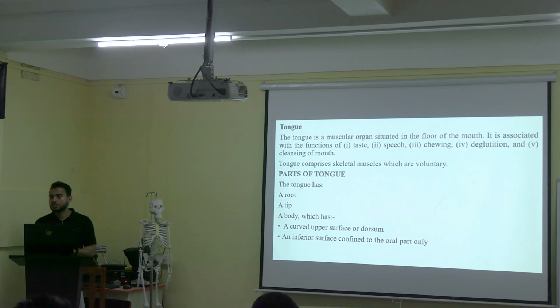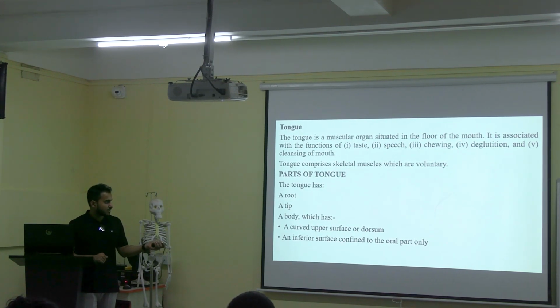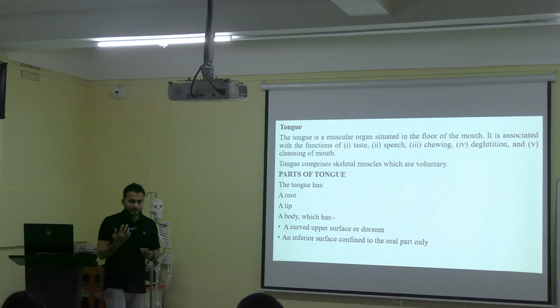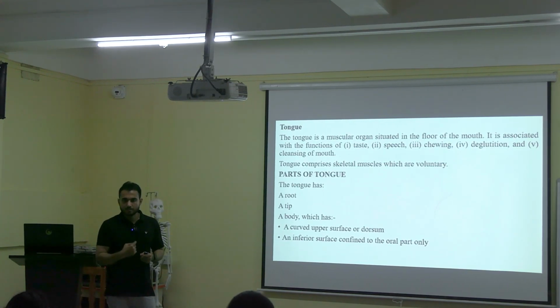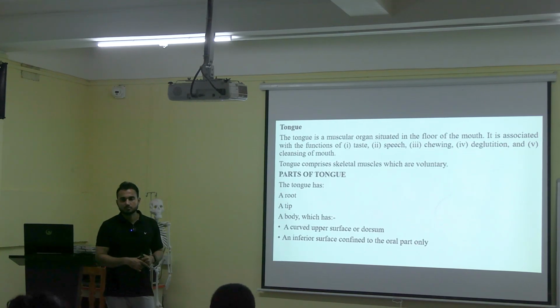Now the question is, what is present in the body of the tongue? Now body of the tongue is having 2 surfaces. ये जो body of the tongue है, इसका 2 surface है. First of all, the curved upper surface, also called the dorsum of the tongue, and the inferior surface, which is confined to the oral part only. इसका मतलब क्या है? When you open your mouth, stand in front of a mirror, this part, whatever you see, that is the dorsum of the tongue. ठीक है? And next, if you elevate the tongue like this, then this is the inferior surface of the tongue.